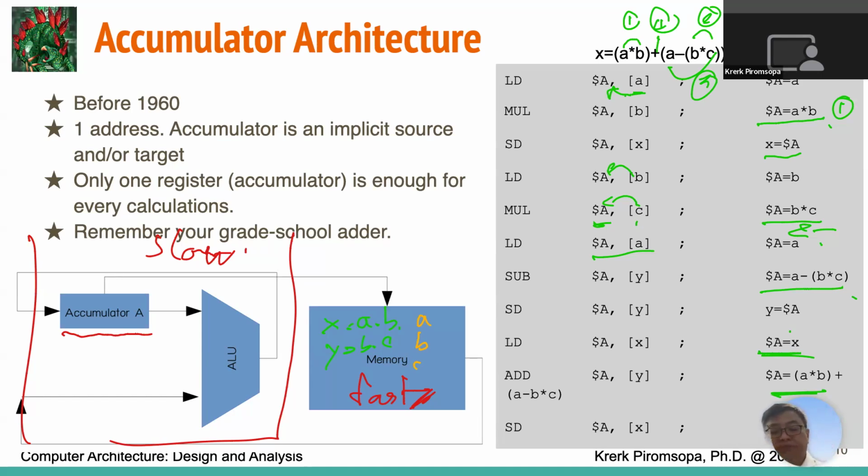Simple as that. We can remember only one number in our head because our memory was so expensive back then. Sorry, our register is so expensive back then. So we remember only one number in our head. And we use memory because it's fast.